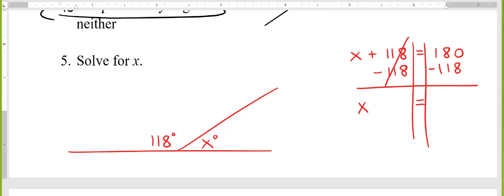Now we do the arithmetic. 180 minus 118. Borrow from the 8, so 8 turned into a 7. 10 minus 8 is 2. 7 minus 1 is 6. 1 minus 1 is 0. So what is x equal to? 62. So this angle is 62 degrees.